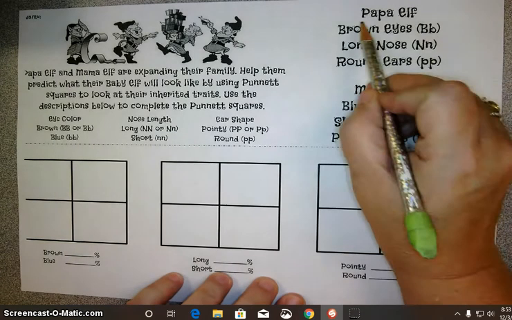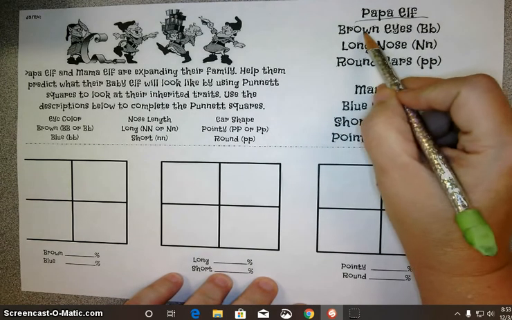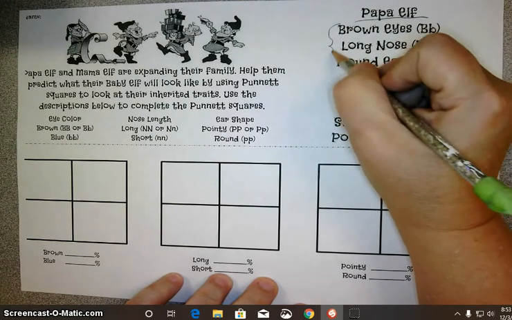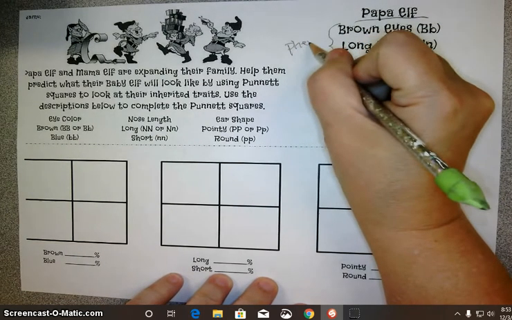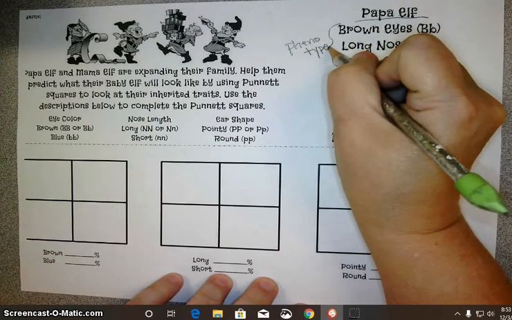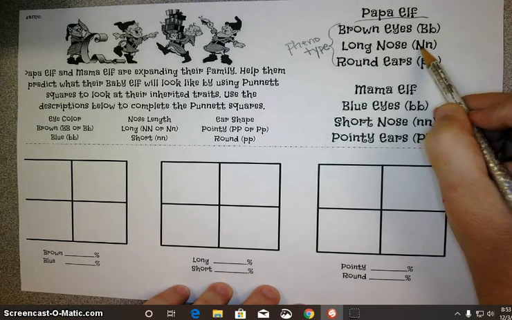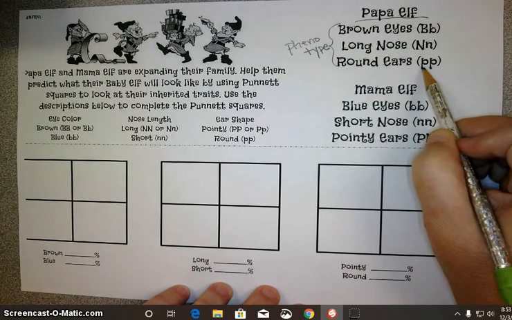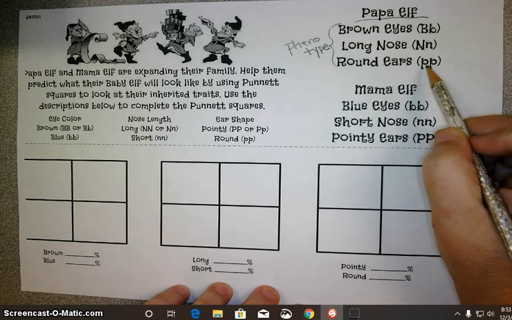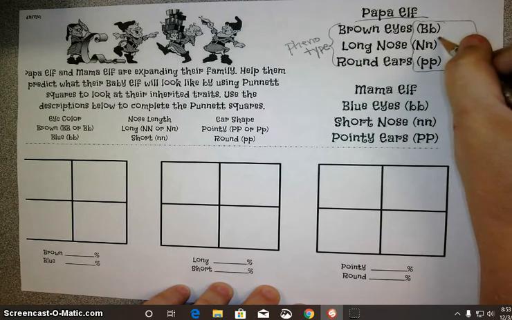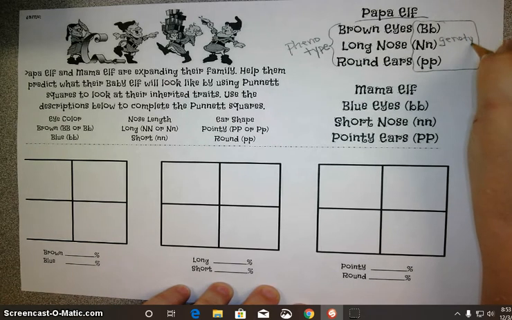So let's look at Papa Elf. And we see that he has brown eyes, a long nose, and round ears. All of these would be considered the phenotype. That's what it actually or physically looks like. He genetically has a heterozygous trait for eyes, a dominant and a recessive. He has a heterozygous trait for a long nose, dominant and recessive, and he has a homozygous trait, homozygous recessive, for ears. All of this is the genotype, what the actual genes are.